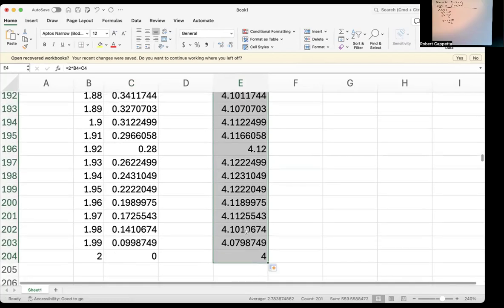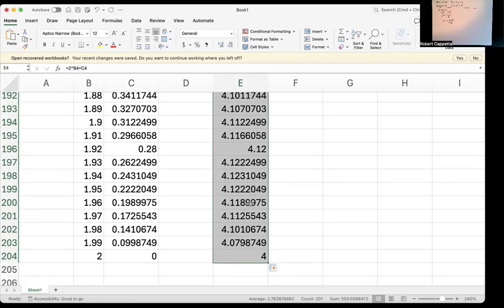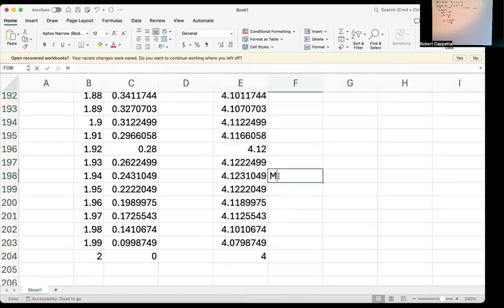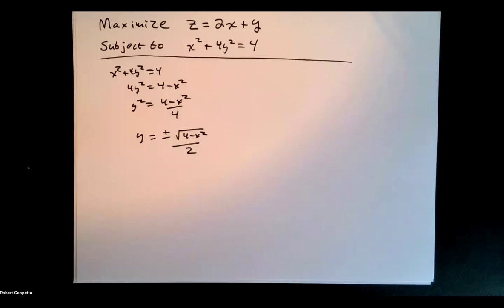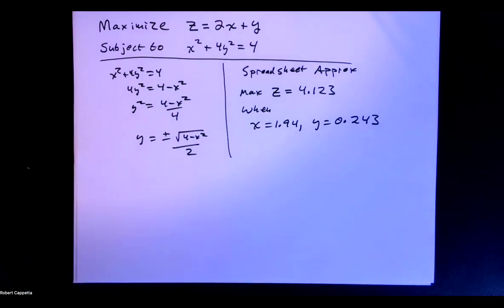So you'll notice we have 4.1189 seems to be our maximum here. Oh, no, check that. 4.1231049. This seems to be the max. So let's go ahead and share our best guess from looking at the spreadsheet on our page. So there's the information that we have, but now let's go ahead and look again at our geometry to see if that 4.123 answer appears to be a maximum.